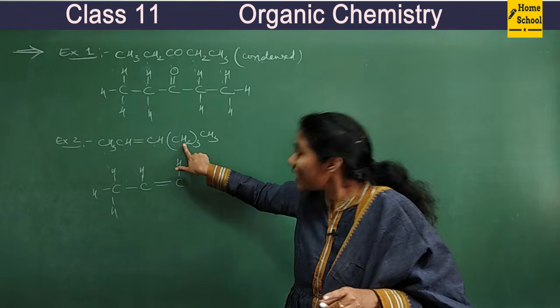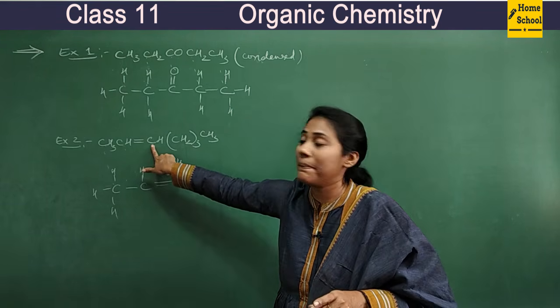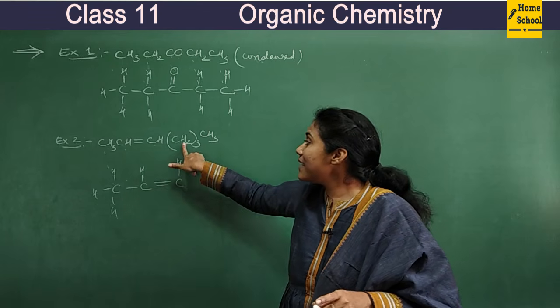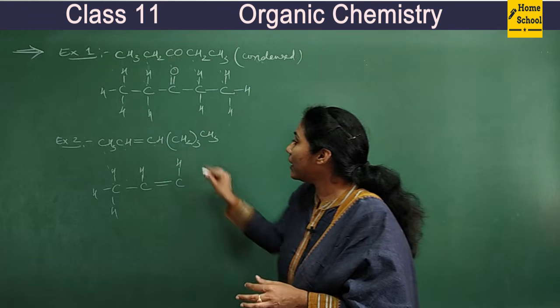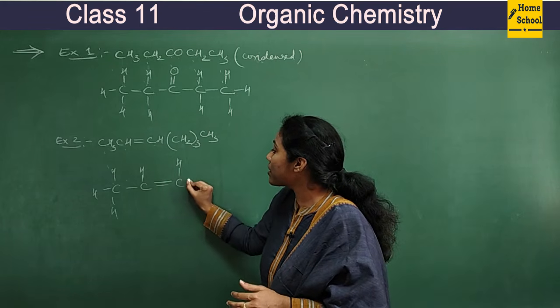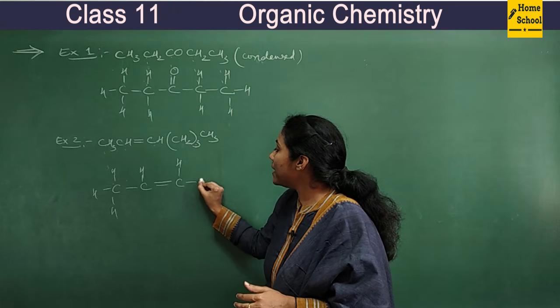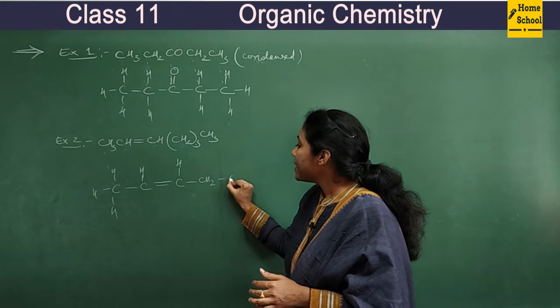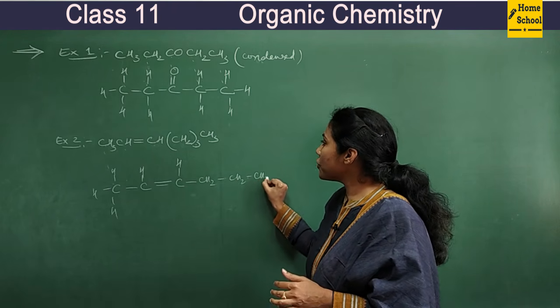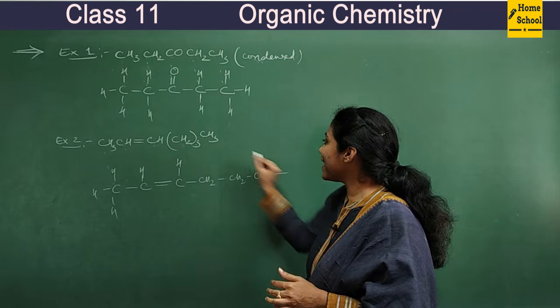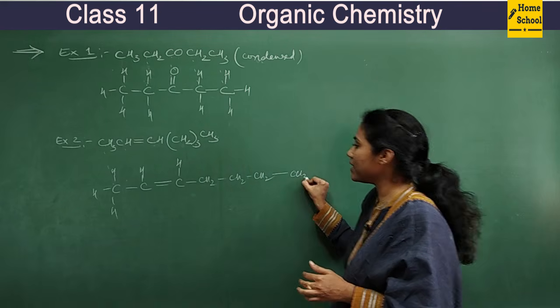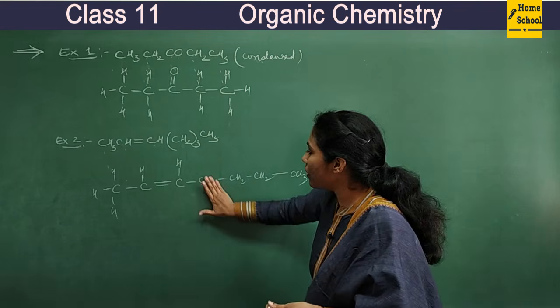If CH3 is there, then it can stay as a branch to this carbon. It is CH2. They are coming in a line only. Okay, so how many CH2s after this carbon? 1 CH2, second CH2, third CH2, and it ends with CH3. So this way. And write its structural formula.